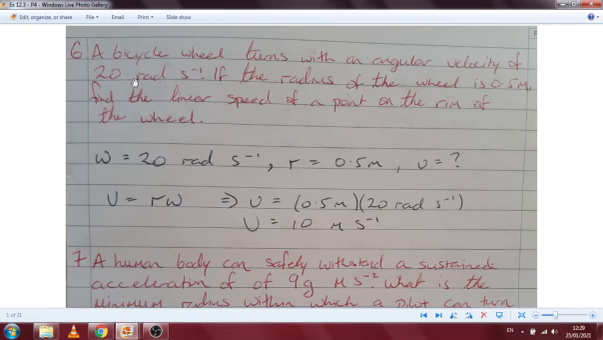So again, our omega is 20 radians per second, our radius is 0.5 meters, and we're asked to find the velocity. Here we can use a formula from before. V is equal to R omega. So R is our radius, omega is our angular velocity, so we get 0.5 by 20, which gives us a velocity of 10 meters per second. So that's the speed of the rim of the wheel.